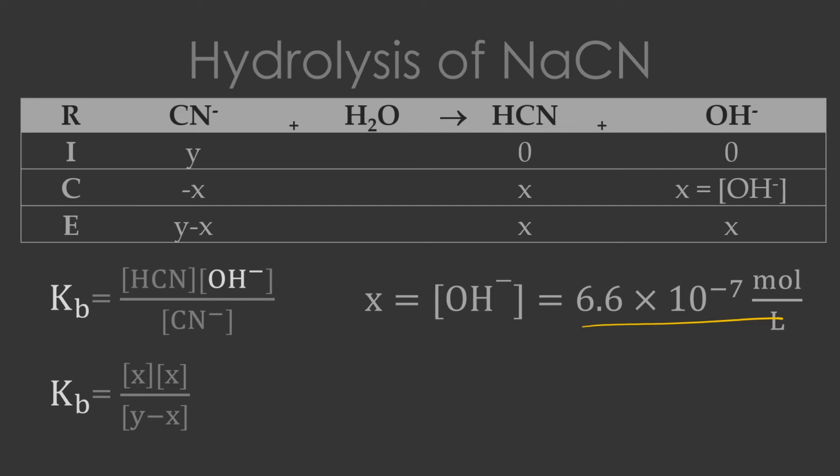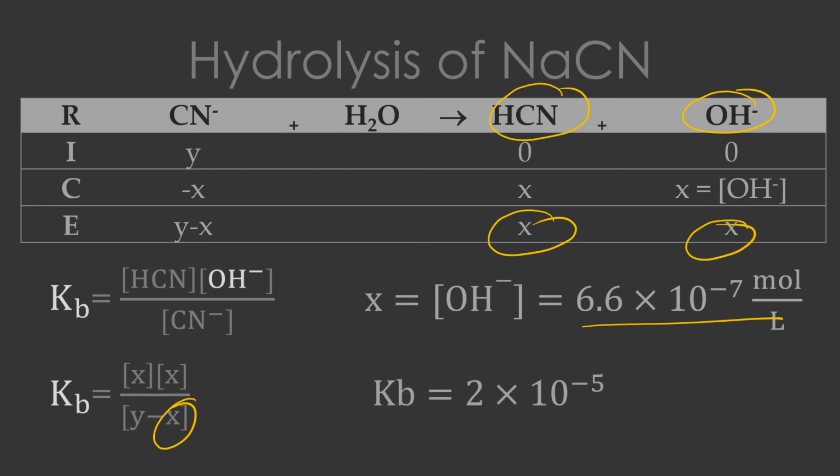Because we have HCN and OH minus, which are X and X, we can write Kb is equal to X squared by Y minus X. The value of X is going to be very small because the value of Kb is extremely small, which we had seen in the previous slide. So we are going to make an assumption: Y minus X is going to be equal to Y. This is based on the fact that Kb is 2 times 10 to the power of negative 5.